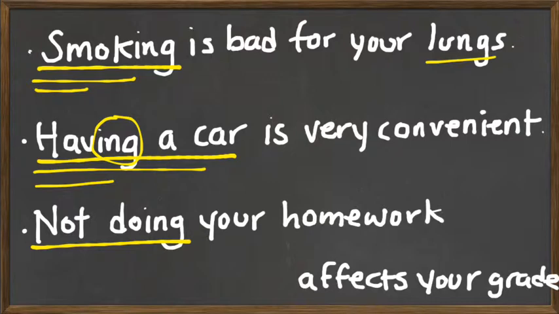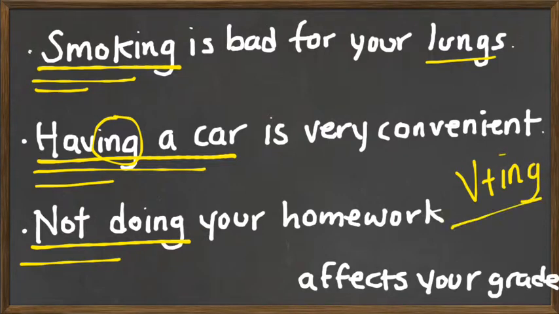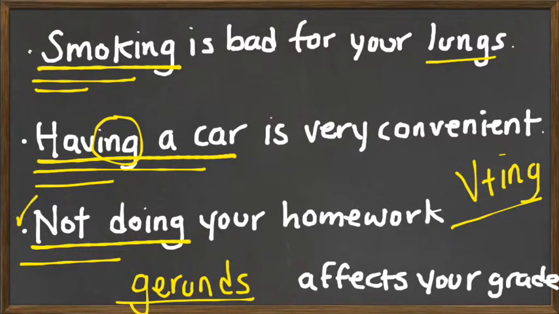The third one, if we want to use a negative form of the ing, we say not doing your homework affects your grade. Even though it is a verb, it is not considered as such, so we're going to call these gerunds. The ing, such as in here, here, and here, are gerunds. Remember that. It's going to be important.